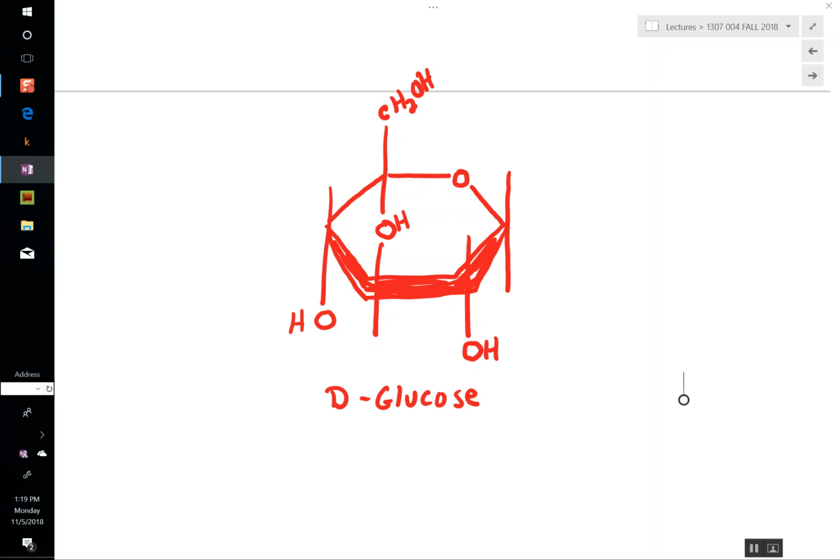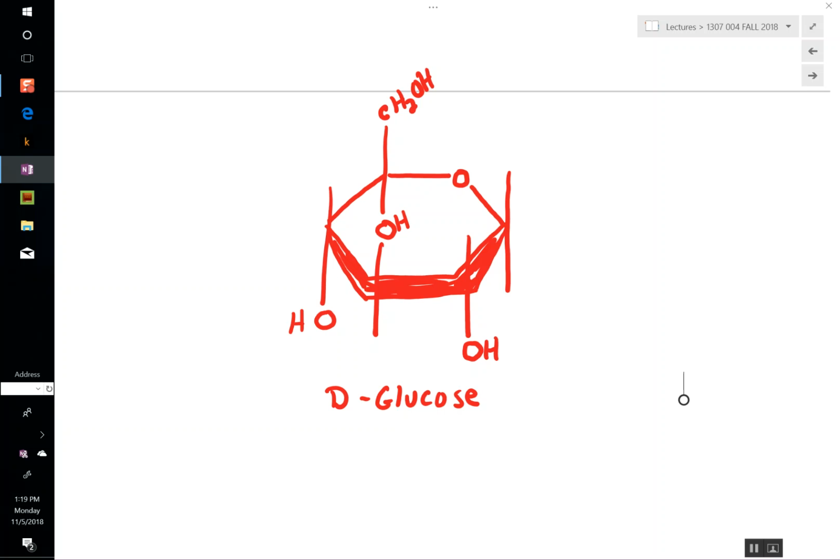So it is alpha. If the OH is down, it's alpha D-glucose. And if the OH is pointing up here, it's beta D-glucose. Now don't change yours. Both of those are naturally occurring. There is one disaccharide that is half alpha D-glucose and the other half is beta D-glucose, bound together to form a disaccharide.